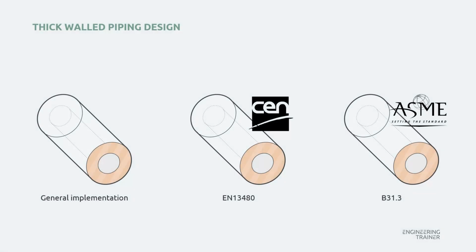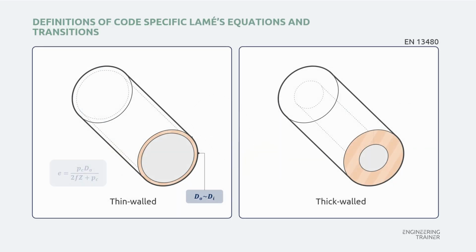Let's now discuss up to which point this thin-walled assumption is valid and how the thick-walled relations are defined in the EN13480 and B31.3 codes. Let's start with the EN13480. We are familiar with the thin-walled relation for the wall thickness in the EN13480. Let's first have a look at how the code-specific thick-walled relation for wall thickness is defined.